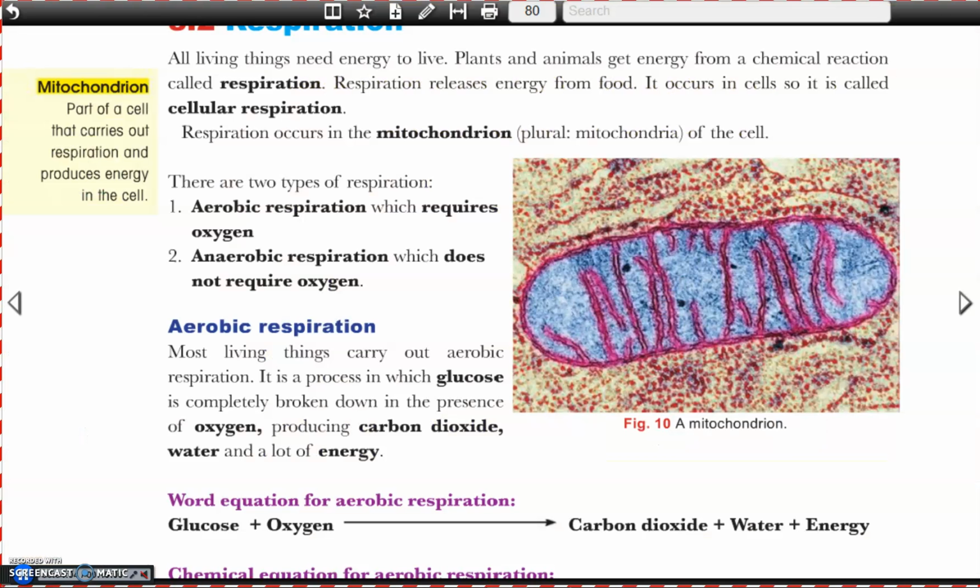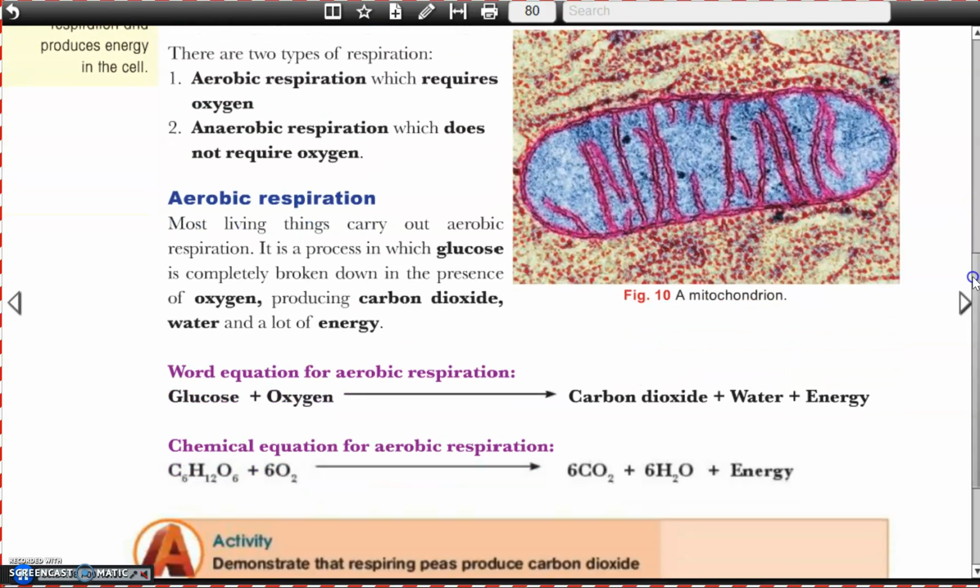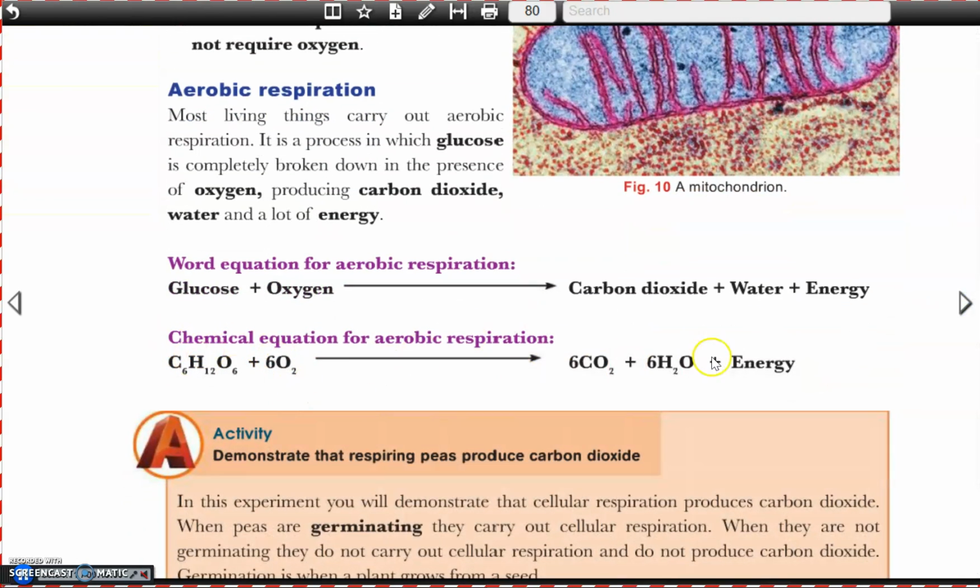Now, a very small thing looking at anaerobic respiration. We said aerobic respiration is this one here. They've broken it down using the chemical formulas for the substances. C6H12O6 is the chemical formula for glucose. O2 is oxygen, CO2 is carbon dioxide, H2O is water, and then energy. O2 is involved here, so that is aerobic respiration. Up here, that's just the word equation for aerobic respiration.